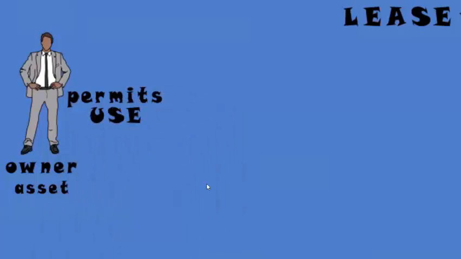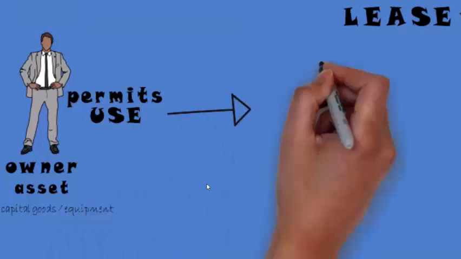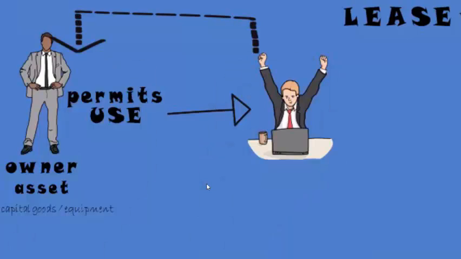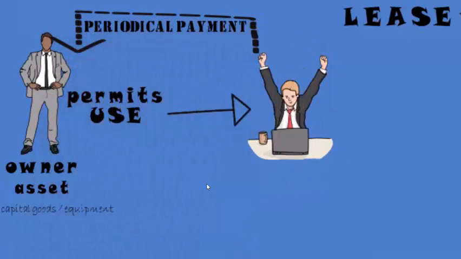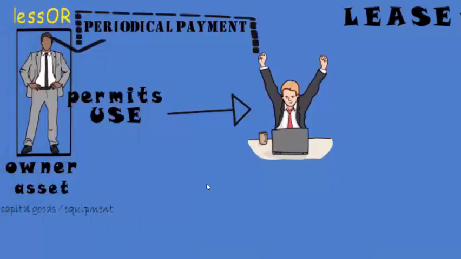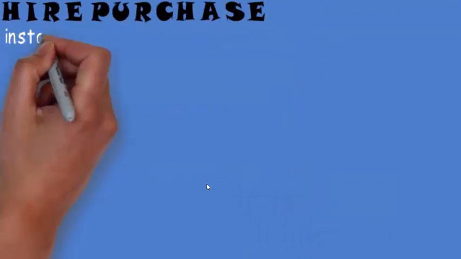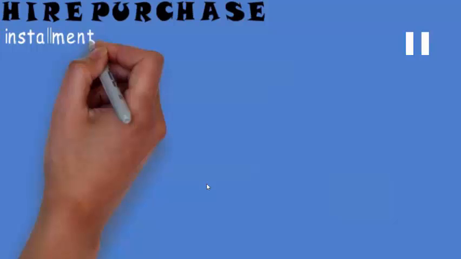The one party is the owner of the asset, the owner of the capital goods or the equipment, and this owner grants use, permits use, to another person in return for periodical payment. The owner is known as the lessor, and the person who is going to pay the annual installment is the lessee.